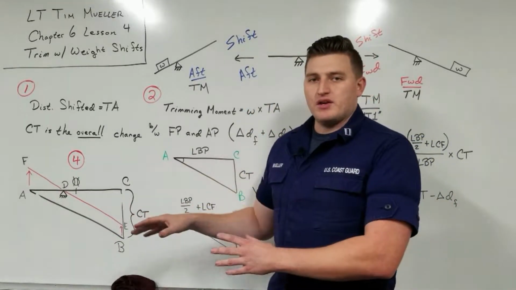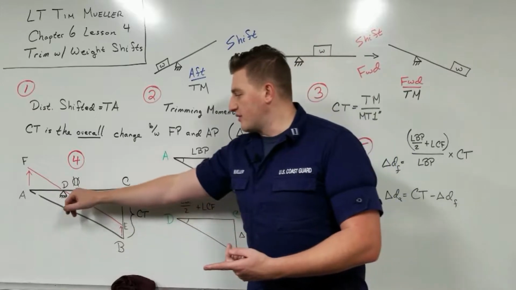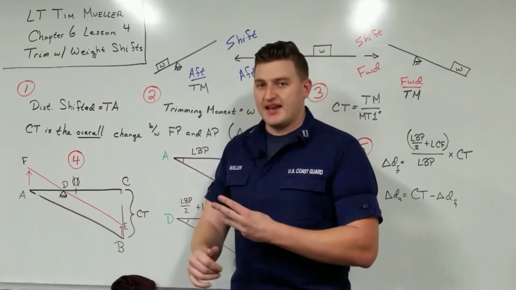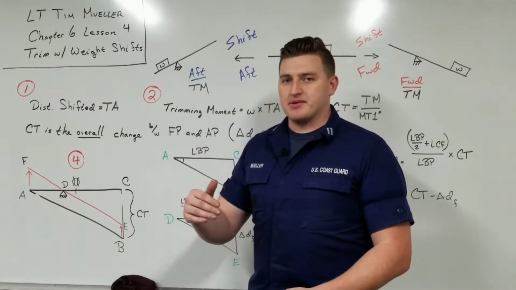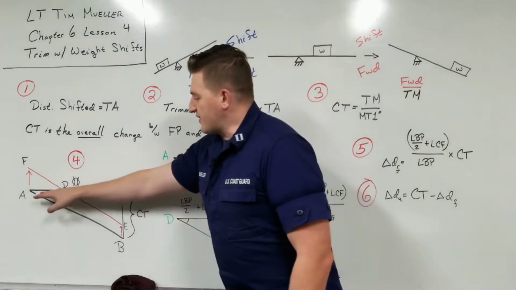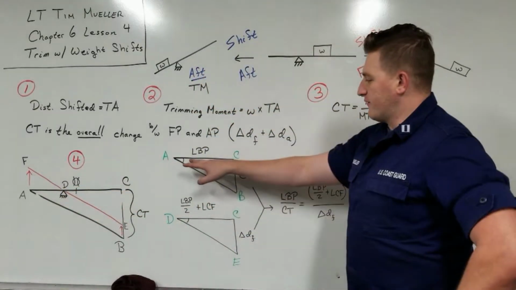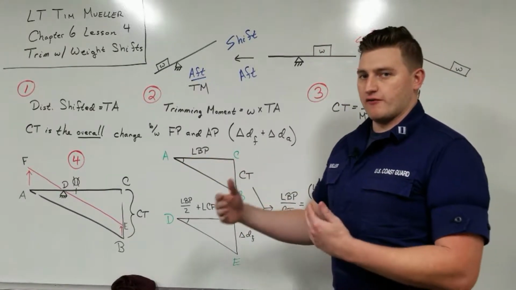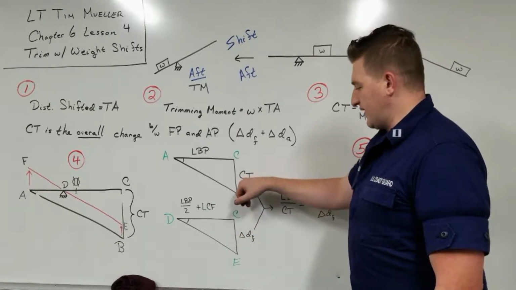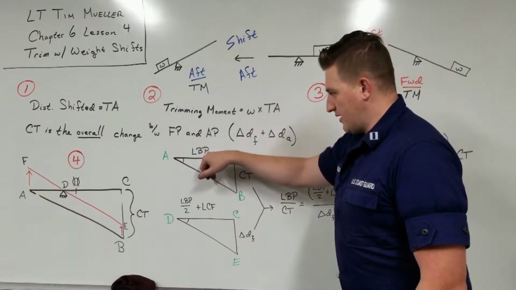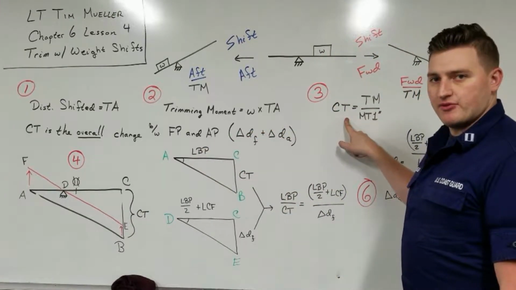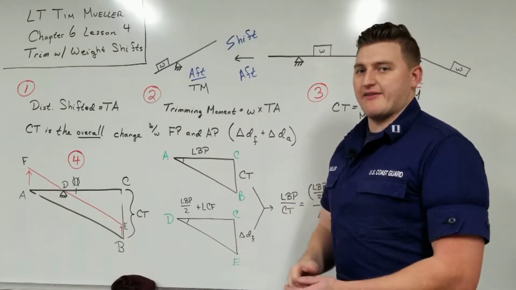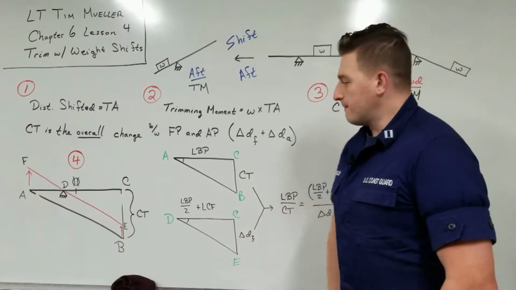So by knowing that, we know that the sine of this angle, opposite over hypotenuse, is going to be the same. Cosine, adjacent over hypotenuse, is going to be the same, and the tangent, opposite over adjacent, is going to be the same. Looking at ABC, the tangent is opposite over adjacent, so opposite being CT and adjacent being LBP. We've already solved for CT in step 3. We know what LBP is. That's something we're going to be given in our prompt. We have to know how long our ship is between the perpendiculars.